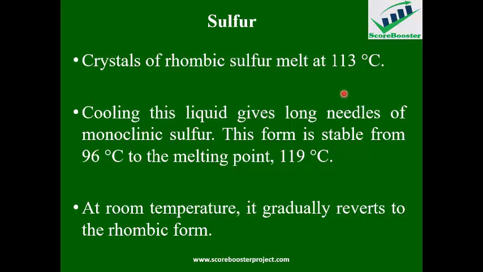If you now cool it, because after melting it's going to become something like a molten form, like a liquid. If you now cool this liquid, it gives something that looks like a needle. That needle is called monoclinic sulfur. So it is stable and it converts itself to monoclinic sulfur. It is stable between 96 and 119. After 119, that is when it converts to another form, that is prismatic sulfur.